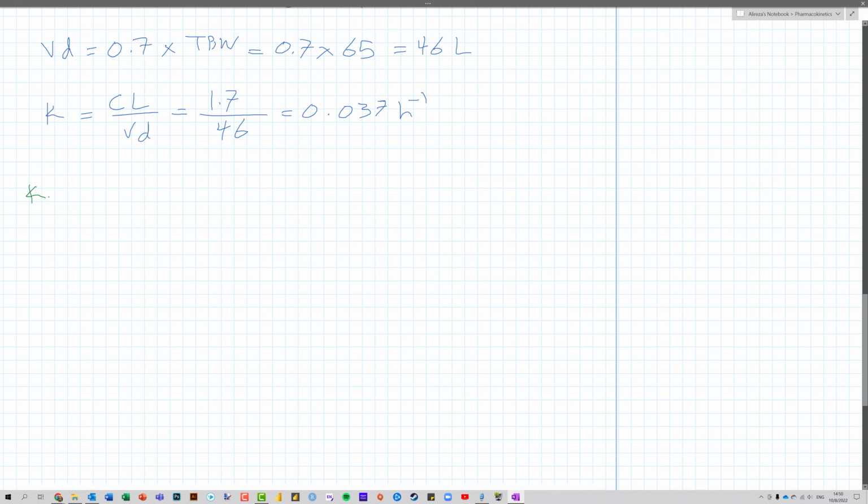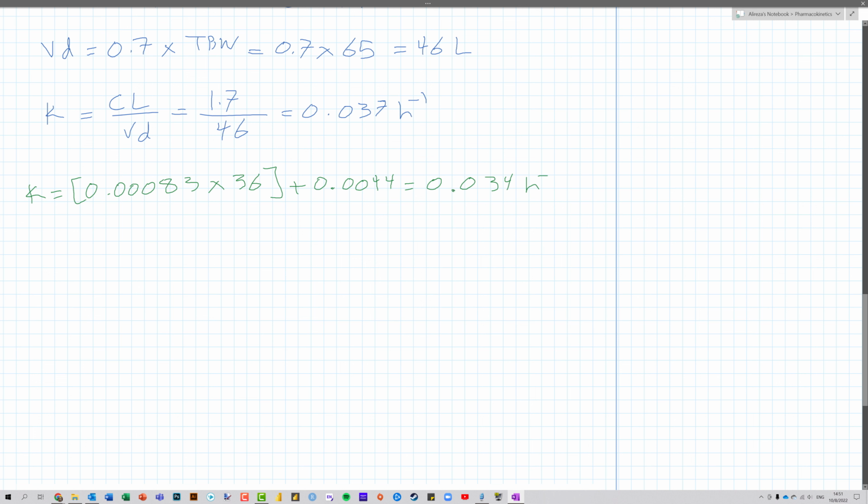Another way is to use the Matzke equation. So that would essentially give you the equation 0.00083 times creatinine clearance, which is 36 milliliters per minute, plus 0.0044, and this will give you a K of 0.034. So it's pretty close.